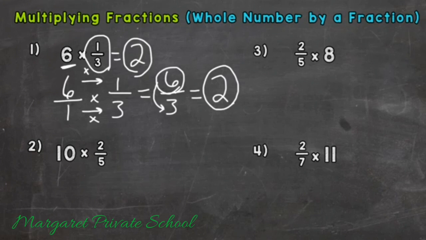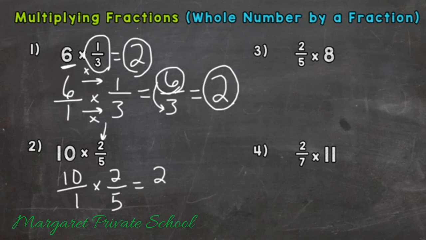So let's take a look at number 2. And to go off what we were just talking about, we're multiplying 10 by 2/5, a fraction that's less than a whole. So our answer is actually going to be less than 10. So put your whole number over 1. Bring everything else down, and now we multiply. 10 times 2 is 20. 1 times 5 is 5.